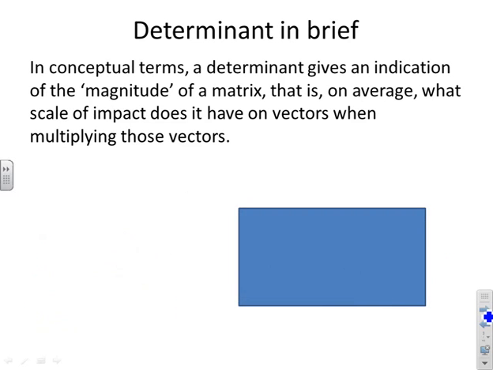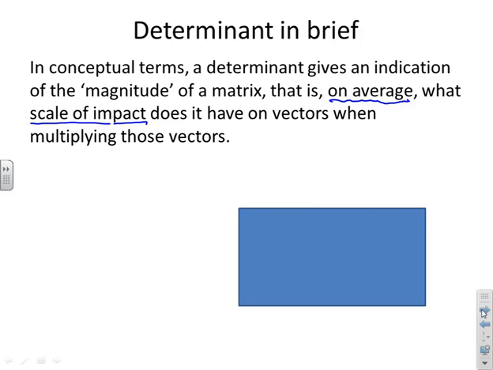So what is a determinant in brief? In conceptual terms, a determinant gives an indication of the magnitude of a matrix. Now, you might be saying, what do we mean by magnitude? So we could say, on average, and that's a very loose term, not mathematically precise, what scale of impact does it have on vectors? So when you multiply a vector, how much bigger or smaller does it get?